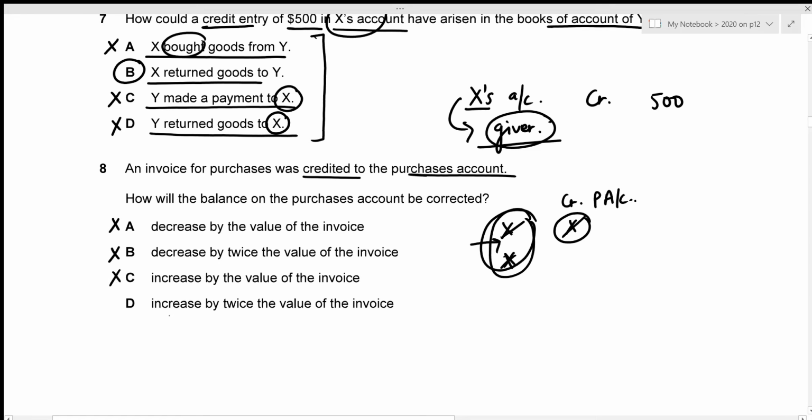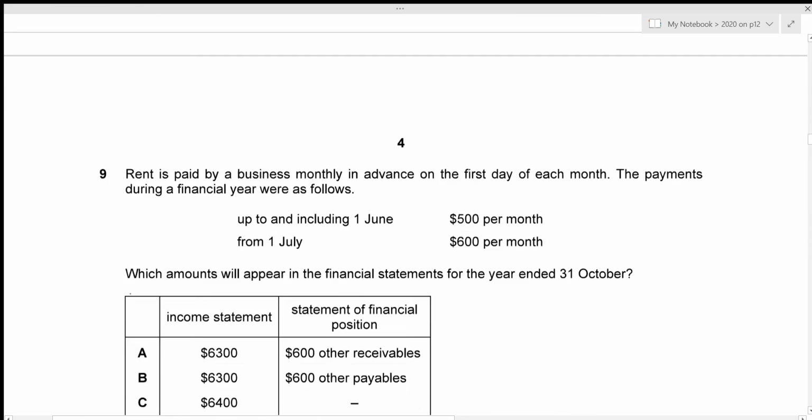And the last one is increased by twice the value of the invoice, which is 2x, right? So this is the correct one. Option D will be the correct answer to question number 8. Now we can move towards question number 9.